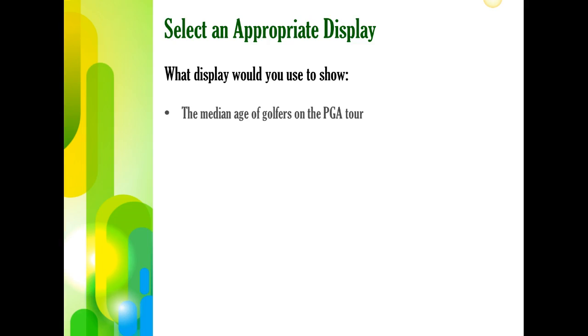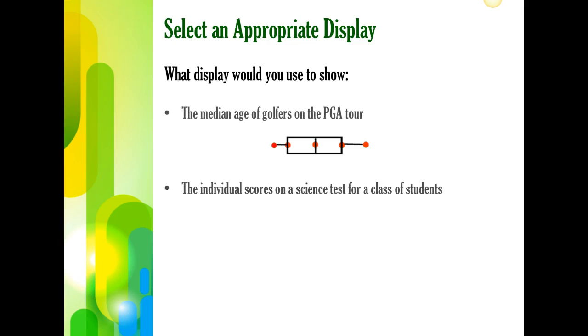In this example, median is the key word. It is when we have a box plot that the median is easiest to find. It is the dot that's right in the middle of the plot. To show the individual scores on a science test for a class of students.